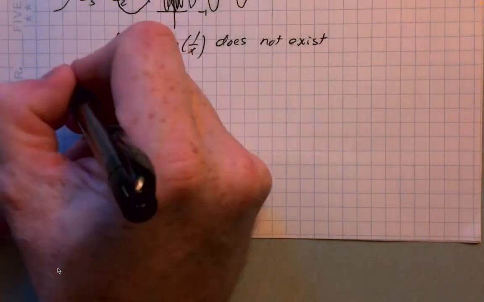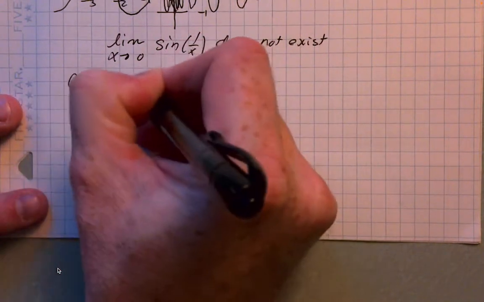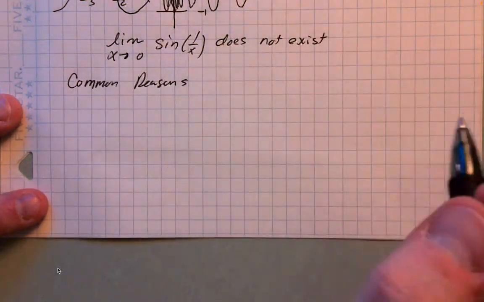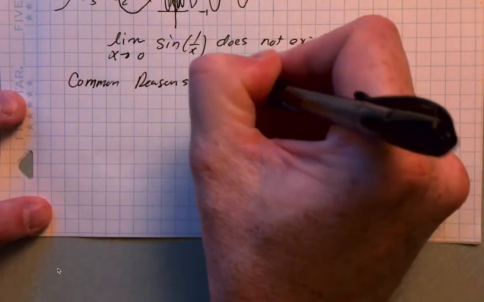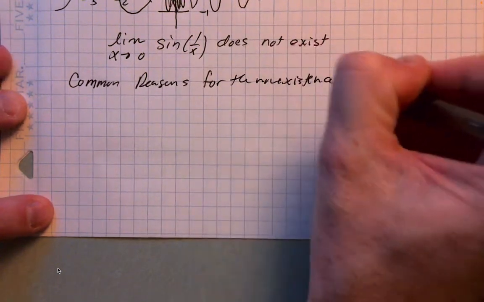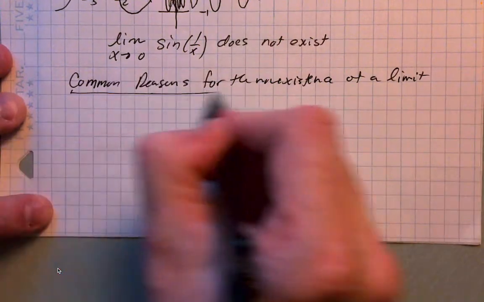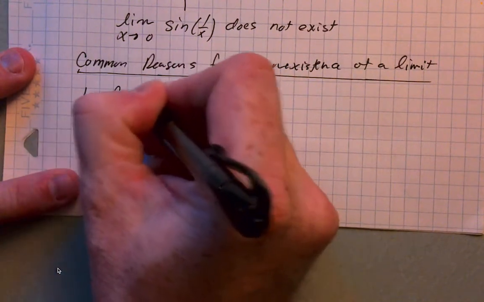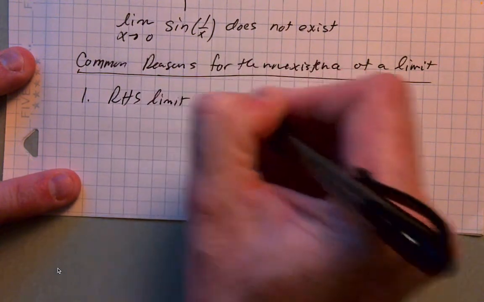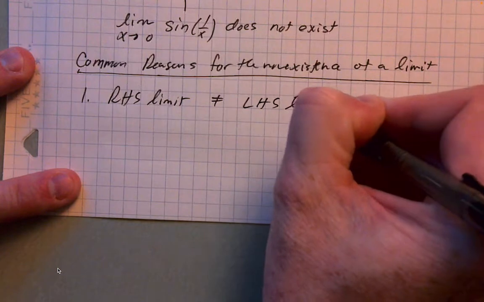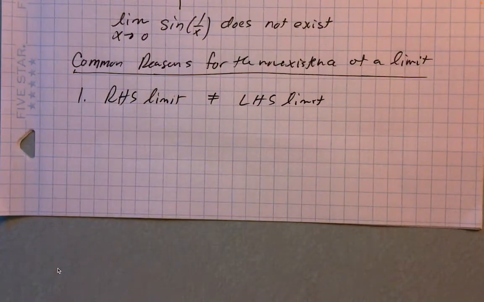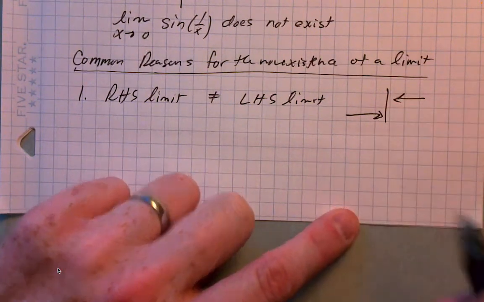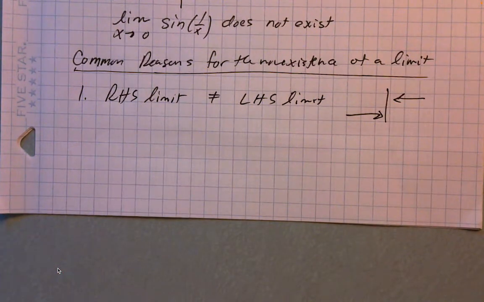So we've kind of covered a few things, but let's recap here. Common reasons for the non-existence of a limit. So what are those reasons? Well, the first one we saw was when f of x approaches different values from the right-hand side and from the left-hand side. So the right-hand side limit does not equal the left-hand side limit. Right, that was the first one. Right, so they basically don't agree when they come together. Right, so that was the first example that we saw.